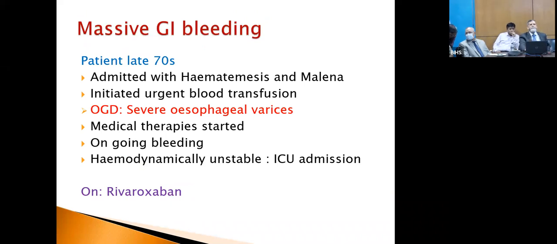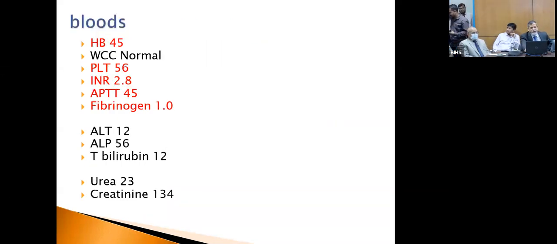So if you have a massive GI bleeding, which happened in city of Dhaka not long ago, a patient was 70 years old, admitted with the hematemesis and melena, inpatient urgent blood transfusion initiated, OGD showed severe esophageal varices, medical therapy started, as you know, as per protocol, ongoing bleeding, hemodynamically unstable patient. The patient was taken to the ICU in a private hospital. The patient was on rivaroxaban.